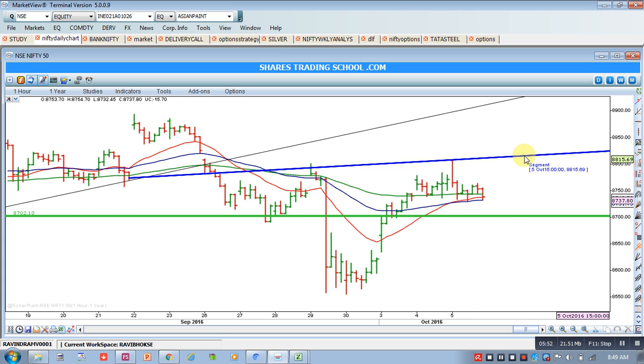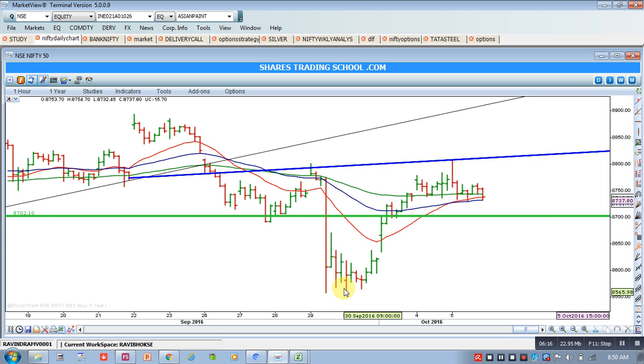So closing above this level, that is 8,820 to 8,825, with a rise in volume is necessary to break this. If this happens, then this will be a proper inverted head and shoulder formation for intraday, and then the target can be considered from this 8,800 level to 8,550.